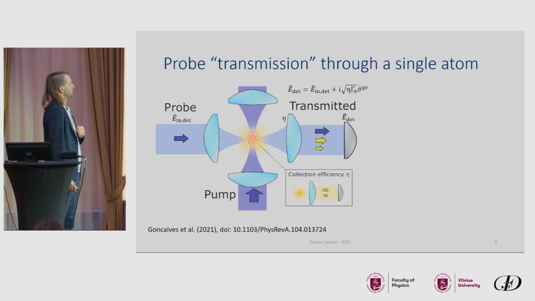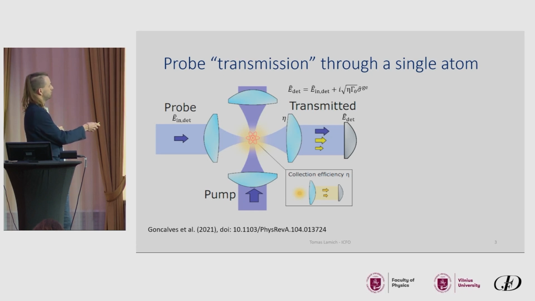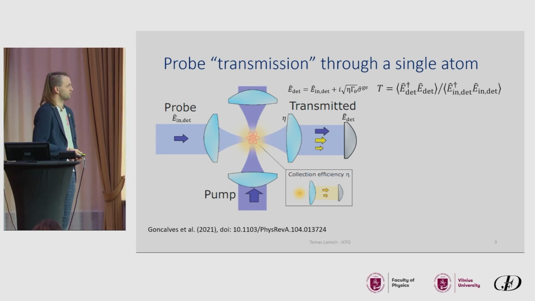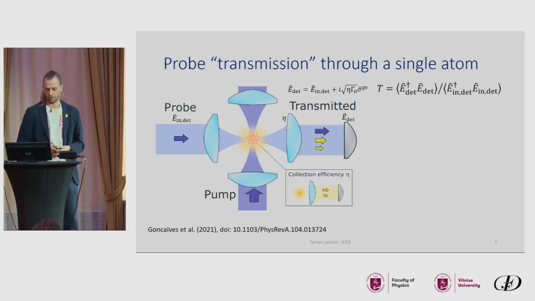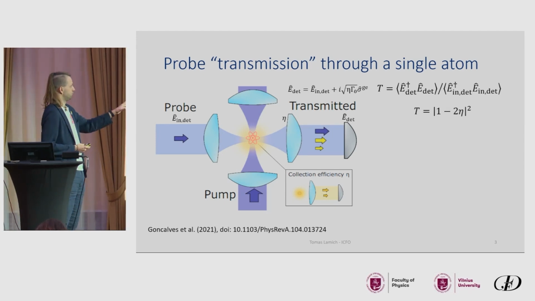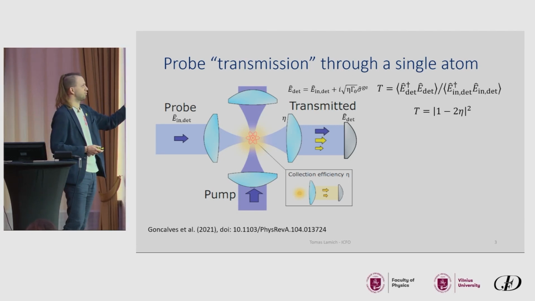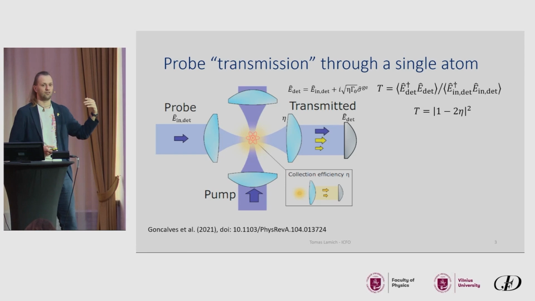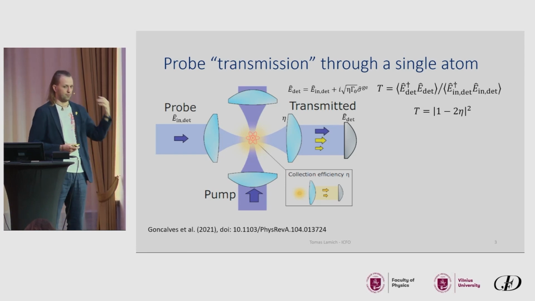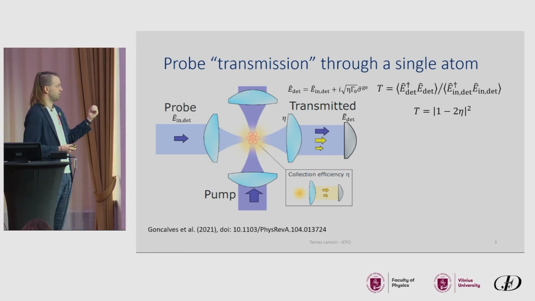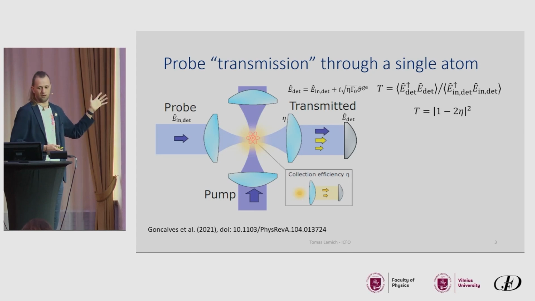So what we're going to be looking at is our detected field, which consists of our input field and the scattered field from the atom. And our transmission is just the ratio between the detected field and the input field. If we don't have any pump, then our transmission is given by a single parameter, which is the coupling efficiency. And this is the geometrical ability to focus light onto the atom, and it is simply given by the lenses we are using.